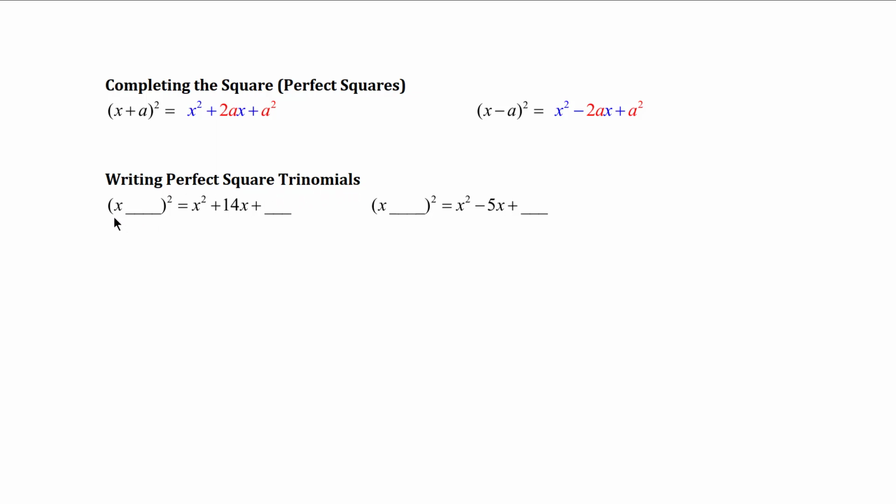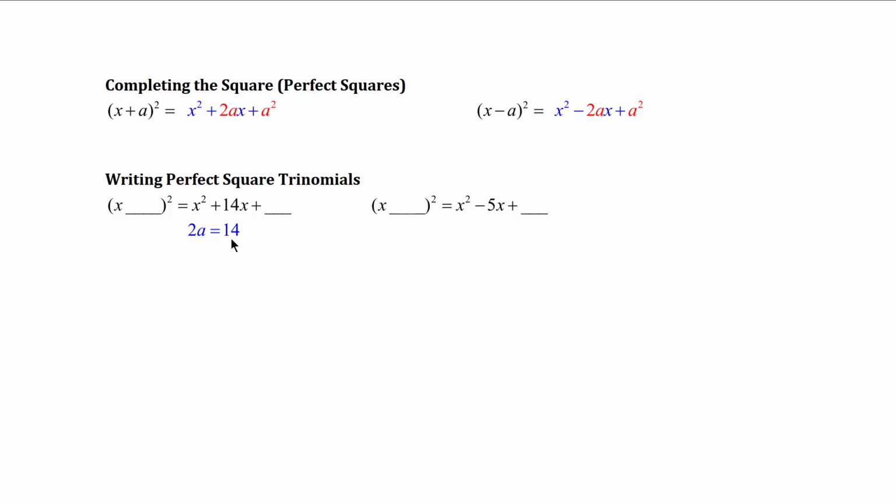So over here I have (x, a blank space) squared is equal to x squared plus 14x, plus, and then a blank space. What we need to do here is complete the square by filling in the missing values. So what we're going to do now is use the property that the middle coefficient of a perfect square trinomial will always be equal to 2a. So we have 14x in the middle. We just take 2a and set that equal to 14.